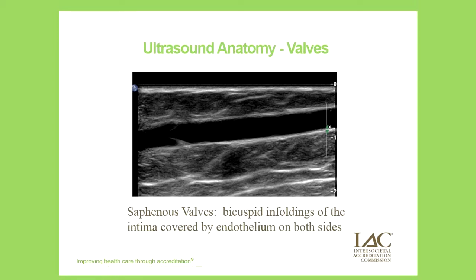So saphenous valves in this vision, I mean, most people who are recognized can see the saphenous valve here, and they're bicuspid, too, and they are covered by intima on both sides. So the ultrasound anatomy in the veins, we're really concerned about the valves.